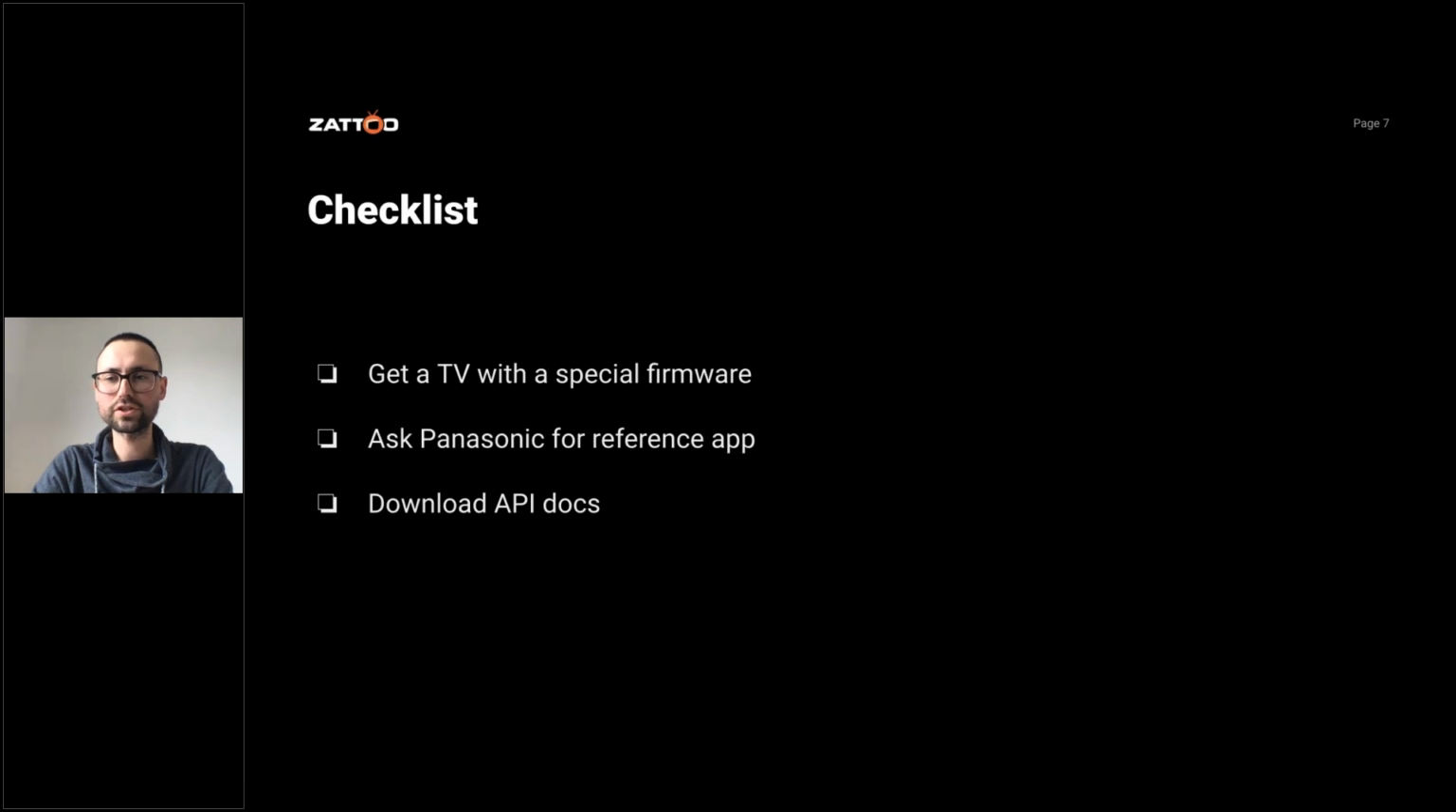In order to be efficient in the development, we would recommend, based on our personal experience, to get a specific TeamWave firmware from Panasonic, the development version. Together with that, we would recommend asking Panasonic for a reference application, which is going to serve you as an example and save a lot of time. And of course, downloading standards and available API documentation also helps a lot.